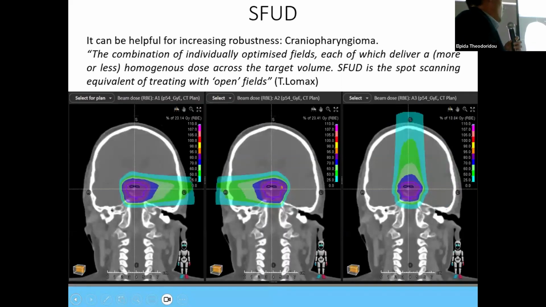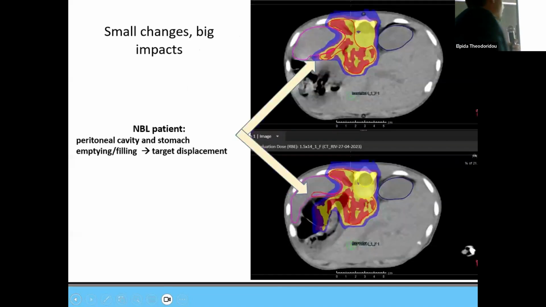Again, the single field uniform dose. This definition from Tony Lomax, the combination of individually optimized fields, each of which delivers a more homogeneous dose across the volume, is an option that I personally use for planning with pediatrics, because it's more robust than IMPT. So it's not something that we have to completely forget. This is an example for craniopharyngioma, three beams, two horizontal and one from the vertex, in single field uniform dose. Again, small changes lead to big impacts.